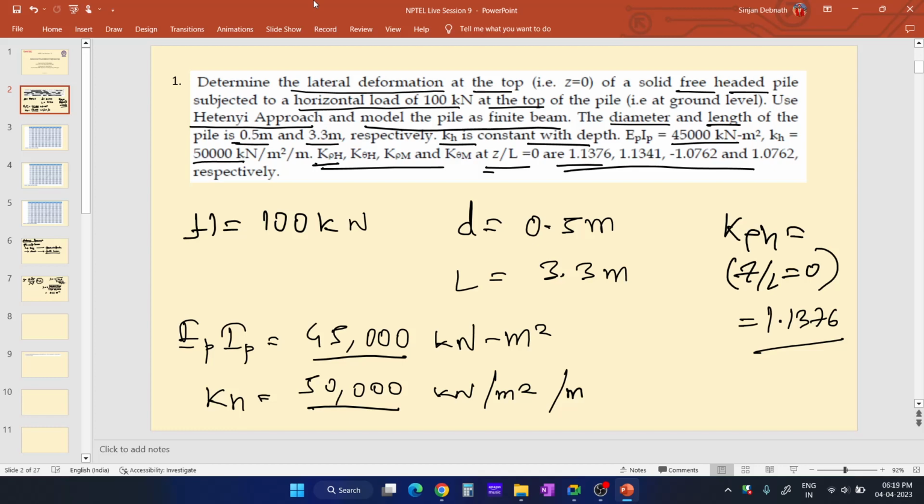So what is z by L equal to 0? z means the depth, the current depth that we are considering from the ground surface. The load is acting on top of the pile, at the pile head. Where is the pile head? It is at the ground surface. We need to find the corresponding deformation of the pile head, which is at the ground surface. So in this case the depth is obviously 0, so z by L is equal to 0.